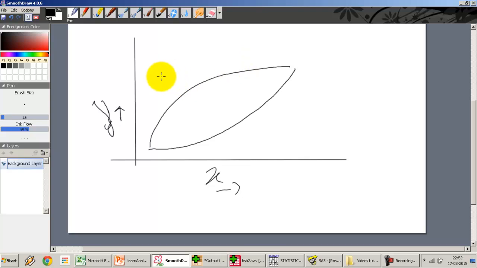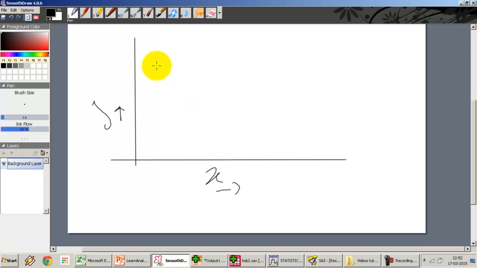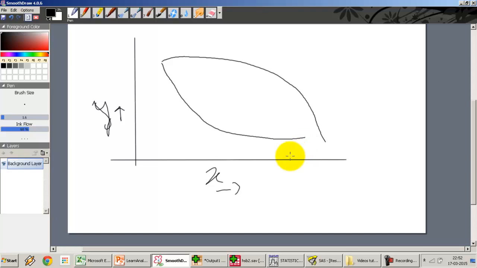Now, if I draw an inverse relationship, something like this is also monotonic, because the direction remains the same throughout. As x increases, y continues to decrease. So this is a completely monotonic relationship. A similar variable like this, as x increases, y continues to decrease. This is also a monotonic relationship because there's only one direction.